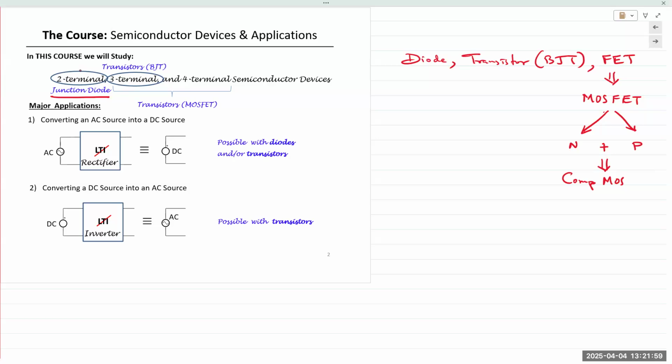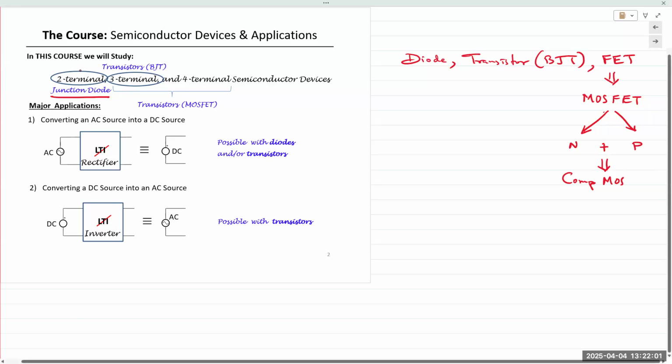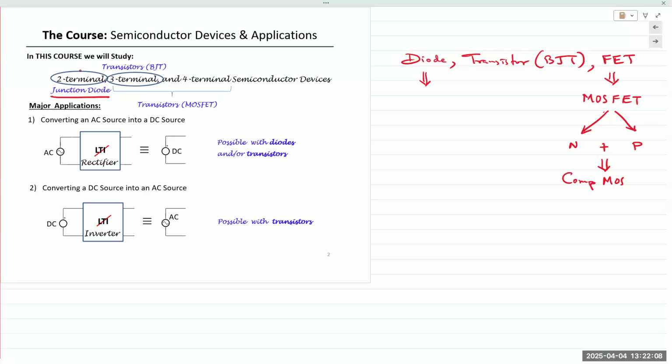Okay. So this is a diode. A diode is the most basic of semiconductor devices. It is a two-terminal device. It's marked here. Transistors and FETs are three-terminal devices. There are four-terminal devices also.